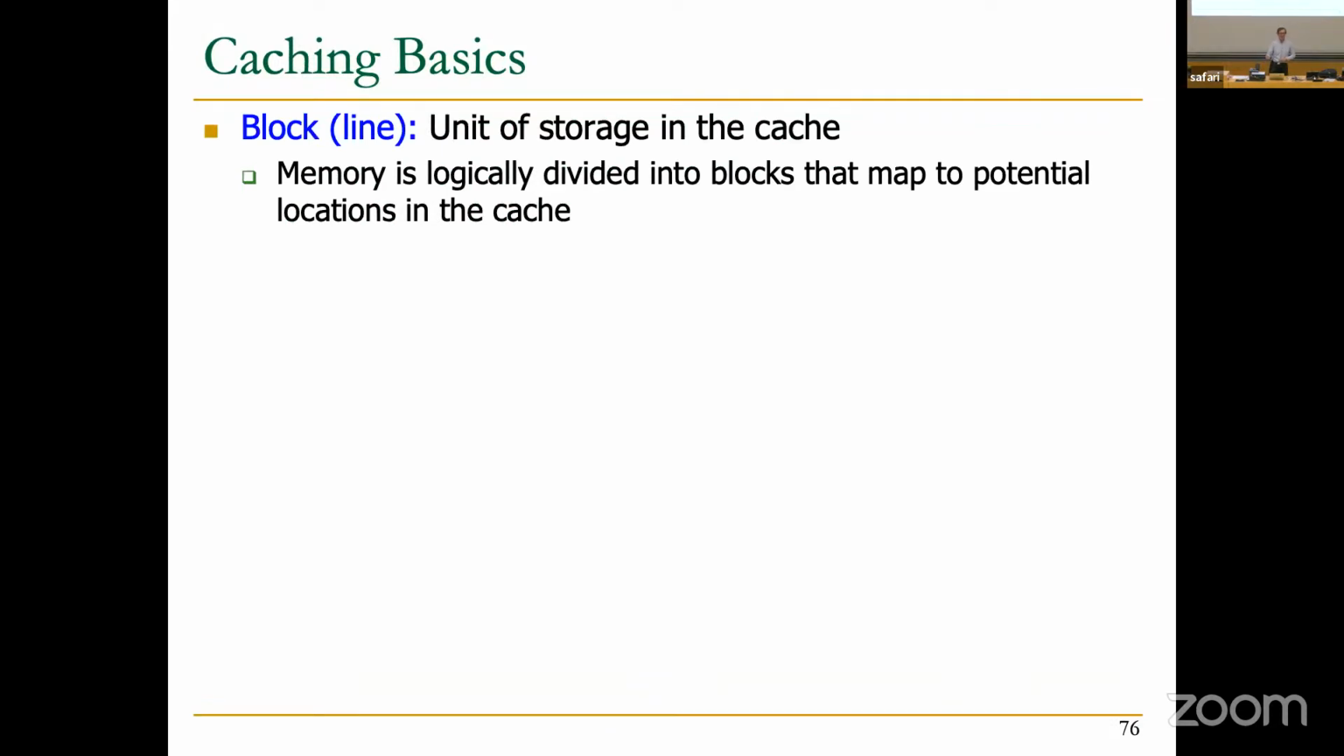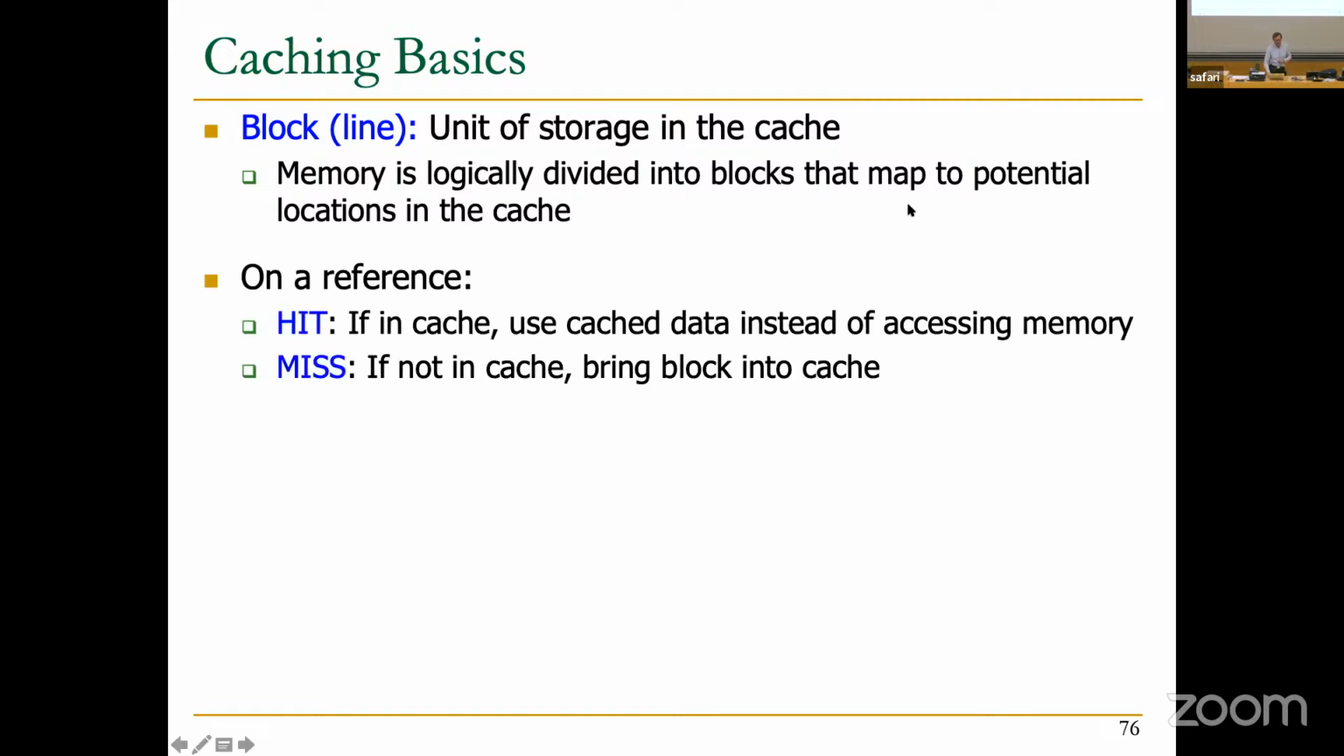Okay, let me give you some basics in terms of the terminology, and also some design decisions that we will discuss initially. So block, it's also called a line, is essentially the unit of storage in the cache. Memory is logically divided into blocks that map to potential locations in the cache. I called them chunks earlier, but we're going to transition to blocks. Unfortunately, there's no established terminology in terms of memory. In terms of caches, it's also blocks versus lines, and you see both in the literature. Even in the same book or same paper, you may see block and line used interchangeably. But essentially, you divide memory into blocks that map to potential locations in the cache. And we store those blocks in the cache in some way, as we will see.